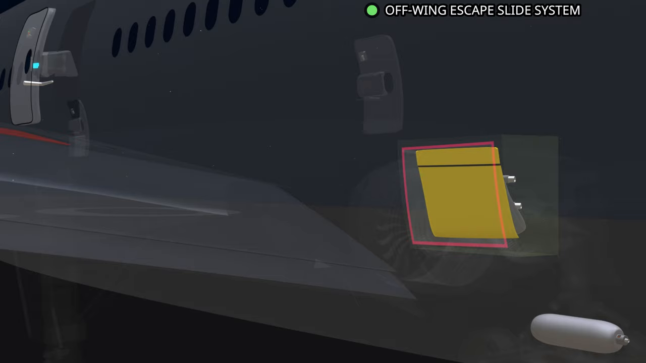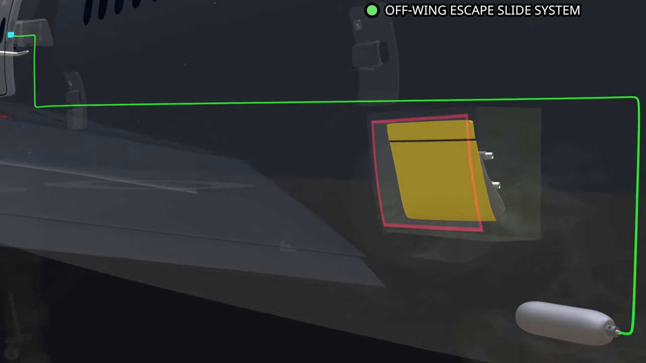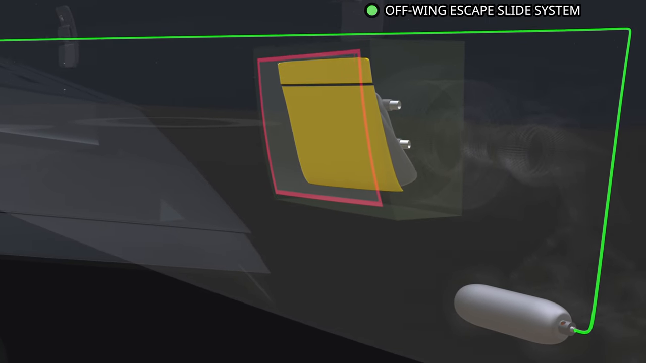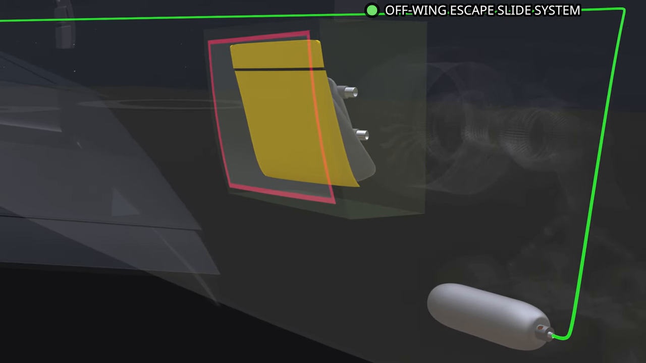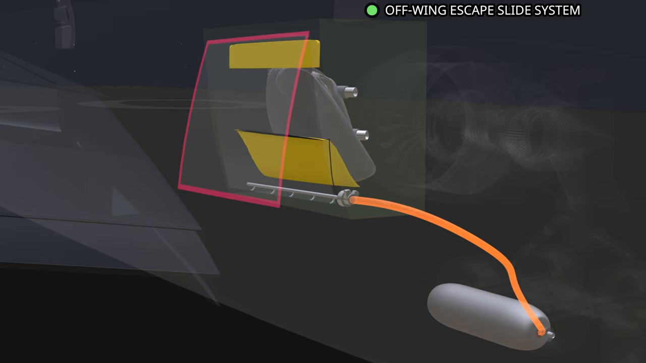The final signal is sent to the escape slide inflation cylinder. The inflation cylinder is connected to the latch actuator. When the cylinder squib fires, it ruptures the diaphragm and allows the pressurized gas to reach the latch actuator. The actuator uses the gas pressure to release the slide compartment door lock mechanism. Simultaneously, the actuator pulls on a cable to release the slide cover.